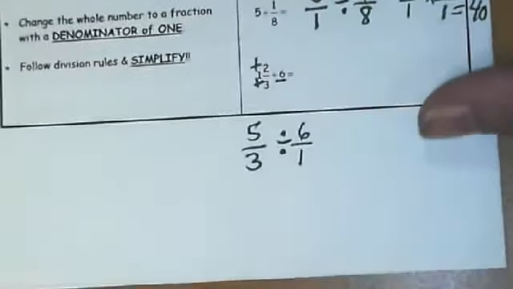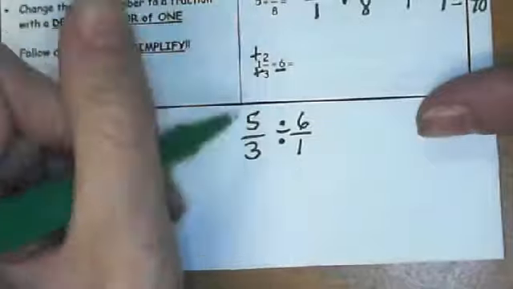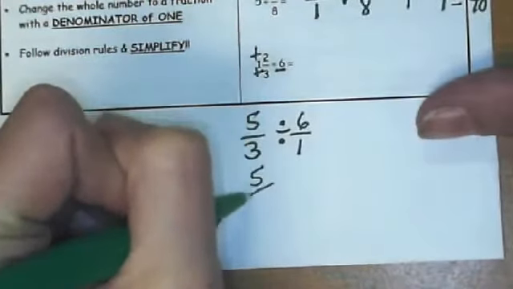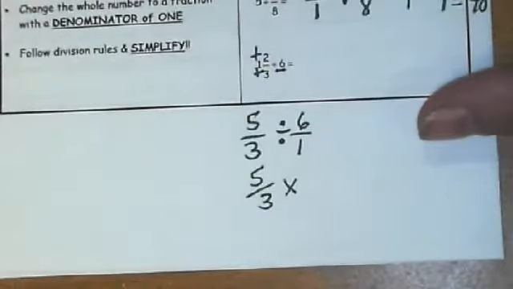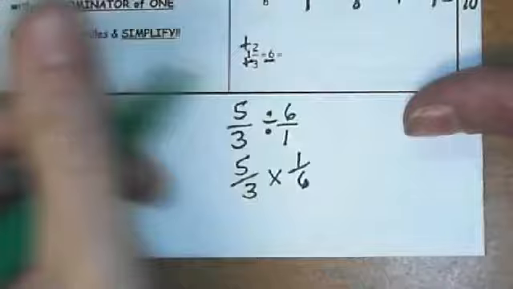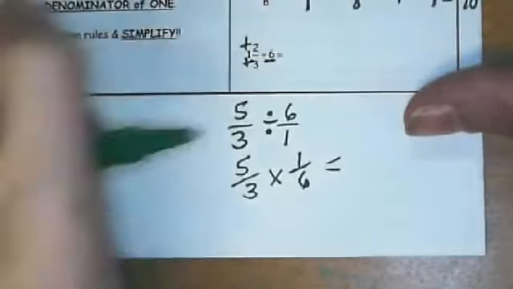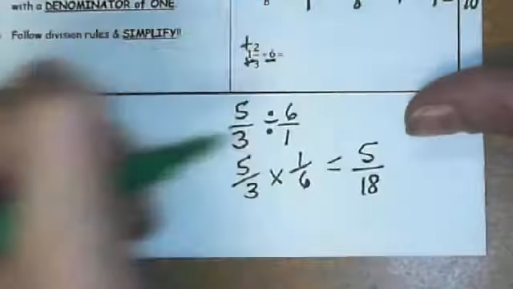Then I'm going to keep, change, flip. So I'm going to keep the first fraction, which is 5/3, and then multiply by the reciprocal of 6 over 1. The reciprocal of 6 over 1 is 1 over 6. And then 5 times 1 is 5, and 3 times 6 is 18. And I don't need to simplify that, because there's no number that can go in both the top and bottom but 1.